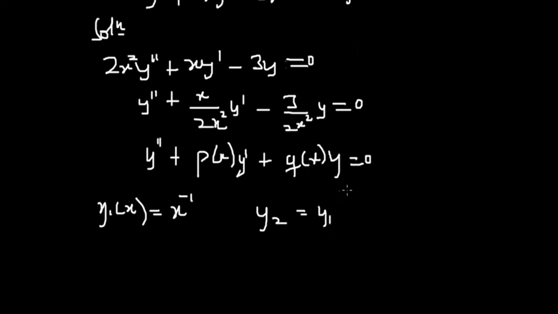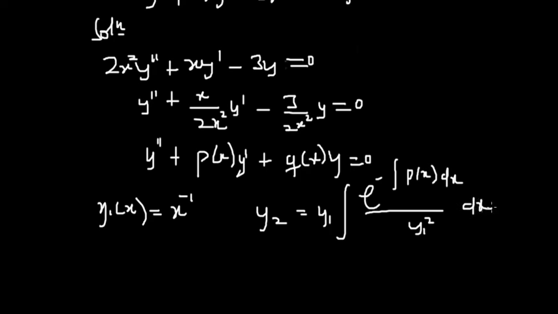y1, and then we have e exponent minus, and then we have another differential integral, p of x dx divided by y1 squared dx. So let's insert our value. So we have y1 to exponent minus 1. Then we take the differential.